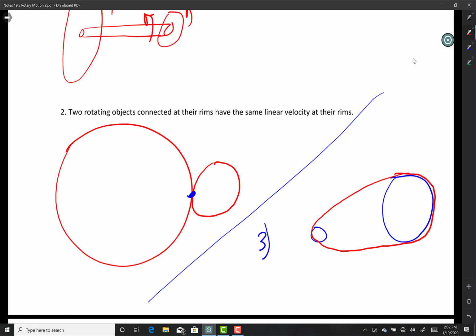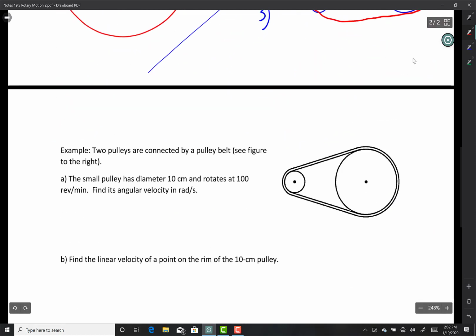All right, so here we go. So same linear velocity, different angular velocity. Cool? Cool. So put that in there somewhere. All right, let's go to the next page. Or turn the page, right?